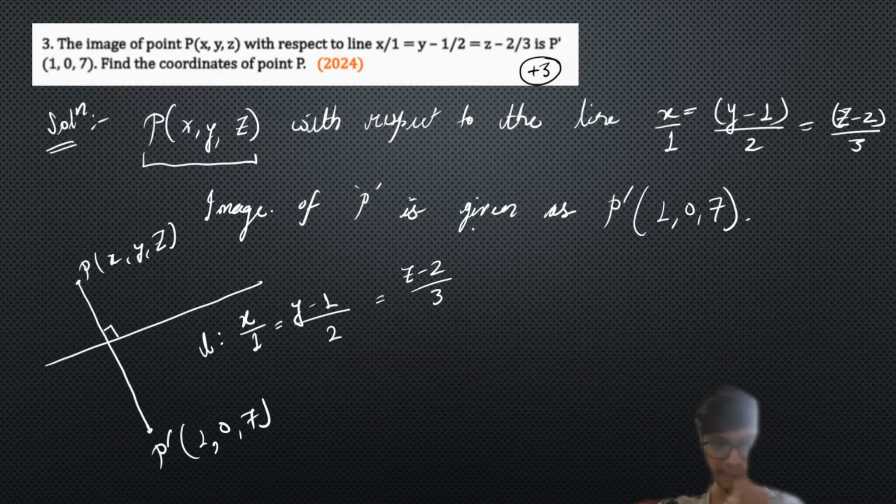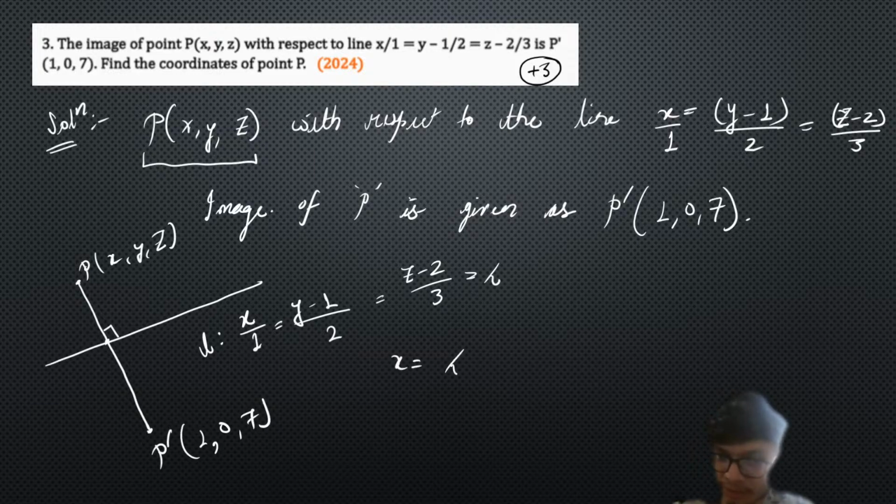So there are a lot of ways to solve this problem, right? What you can do, you can make this vector P P dash perpendicular to the direction ratios, and also the midpoint of P P dash will definitely lie on this particular line, right? That is a very simple way, but I am basically going to do it by considering any general point on this line by considering some lambda, right?